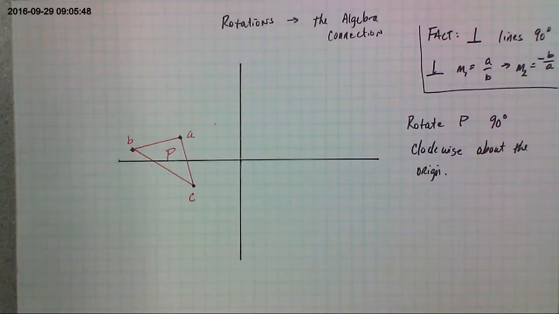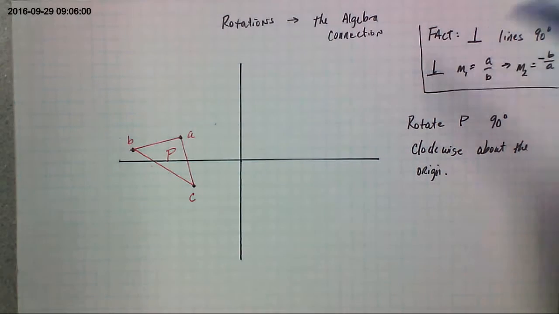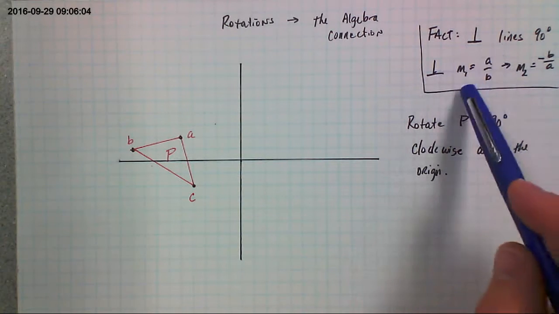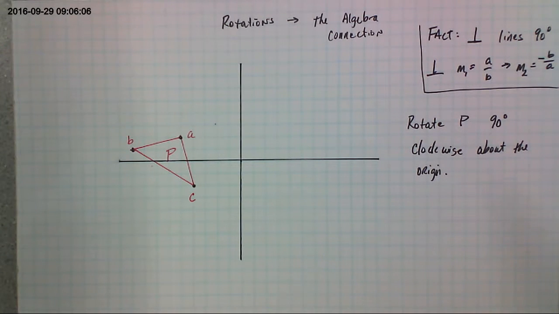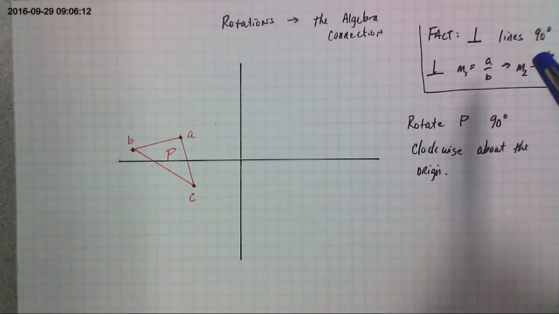For 90-degree rotations, check this out. A couple facts you got to know. Perpendicular lines make 90 degrees, and I also know that for perpendicular lines, the slopes are negative reciprocals. Slope is y over x, right? So slopes are negative reciprocals. So one thing we can do to do a 90-degree rotation is use these two facts.